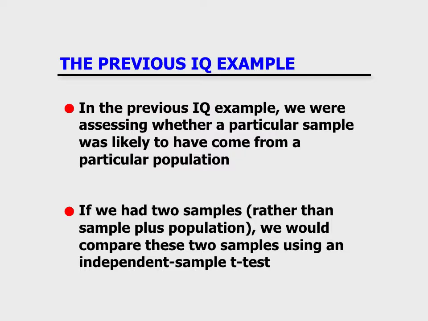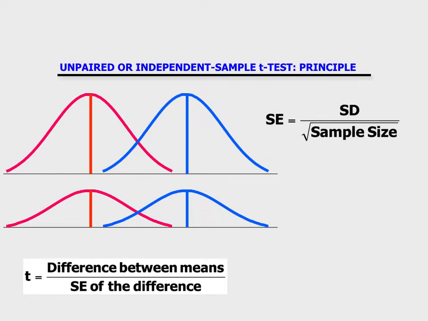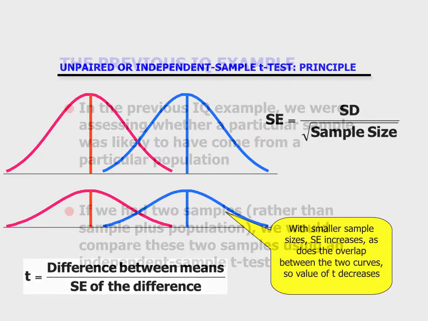If we represent now the previous IQ example, in the IQ example, we assessed whether a particular sample was likely to have come from a particular population. If we had 2 samples rather than a sample plus the population, so basically 1 sample we were measuring, we would then compare 2 samples using an independent sample t-test to determine what's basically the same about these and what's different. But again, what you should understand is that the smaller the sample size, the larger the standard error, and the smaller the t-score. We'll come back to that in a moment.